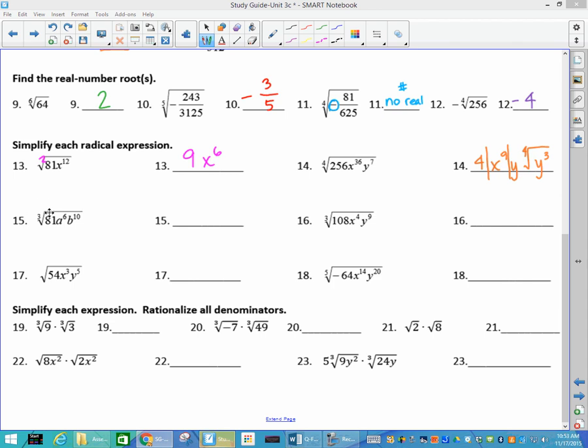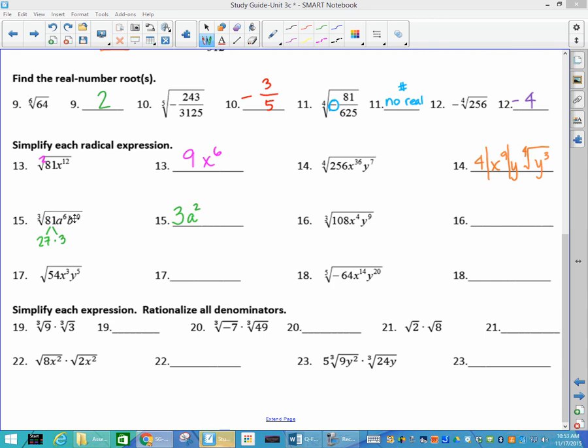Next, the cube root of 81, okay? 81 is not a perfect cube, it breaks up into 27 times 3. 27 is a perfect cube, so I'm going to bring that 3 out. Okay, 3 goes into 6 two times, so all the A's come out.